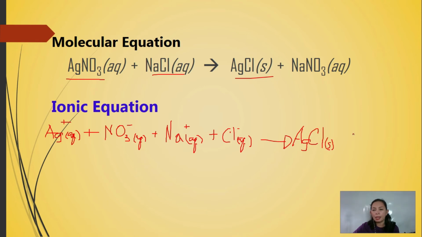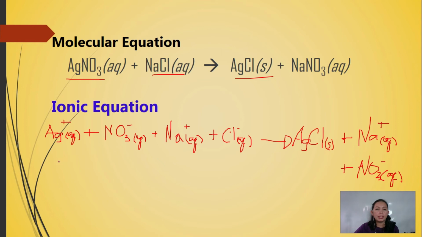S. And we also ionize sodium nitrate. Sodium is positive 1 or simply plus. Then AQ. AQ yan, my dear students. And then the other one is NO3 negative. This is also AQ. Okay, so far this is our ionic equation.